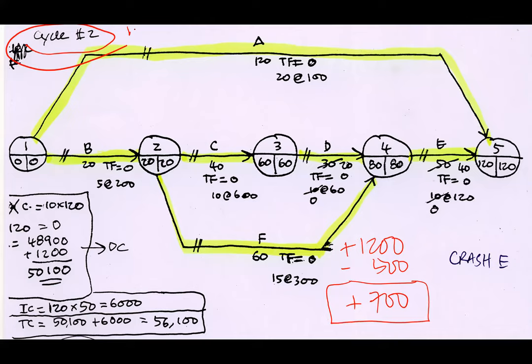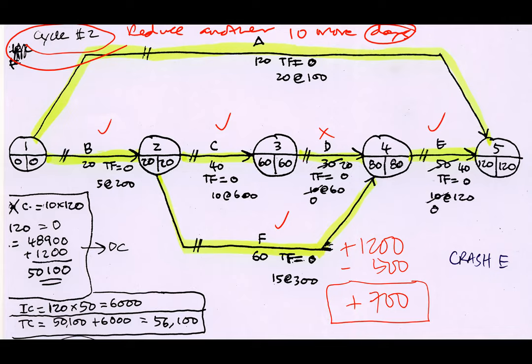Okay, reduce another 10 more days. And remember, B, C, D. D, we cannot do anything anymore because it is completed already. E and F is critical path based on cycle number two. A is not critical path yet. Only after completion of cycle two, then it looks like every path is critical. So now focus on B, C, E, and F only.